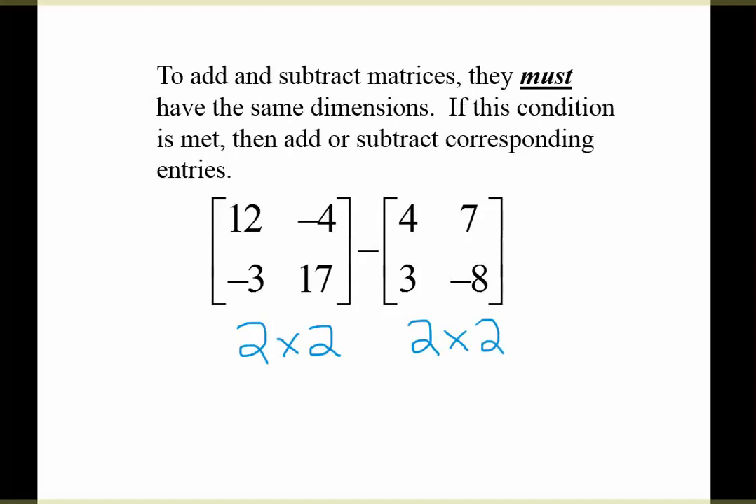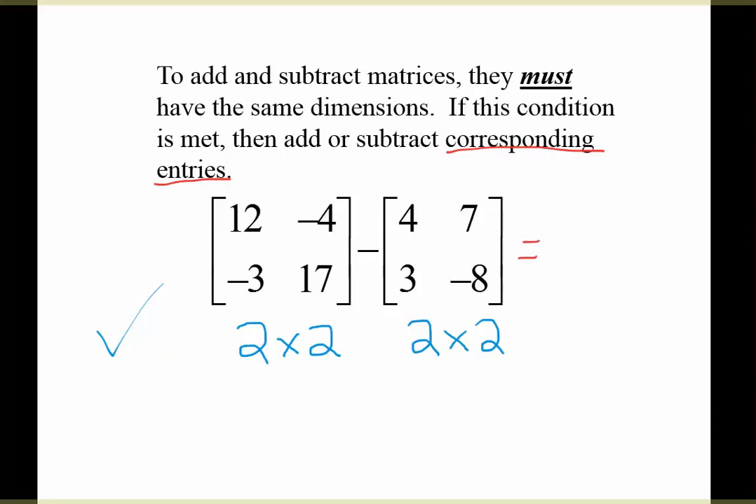If those dimensions match up, then you are allowed to subtract them, or in some cases add them if it were an addition sign. Okay? So how do you go about doing that? Well, it says that you're allowed to add or subtract corresponding entries. Well, what do you think that means?